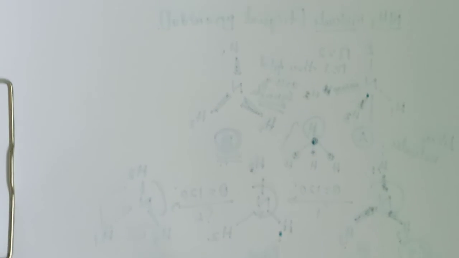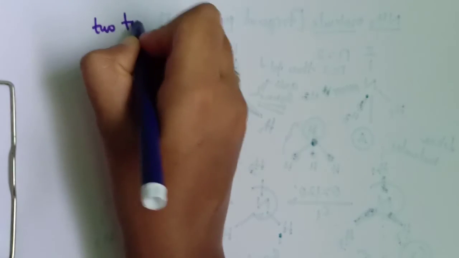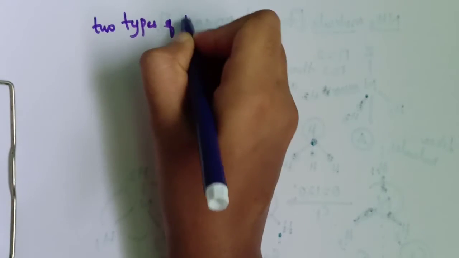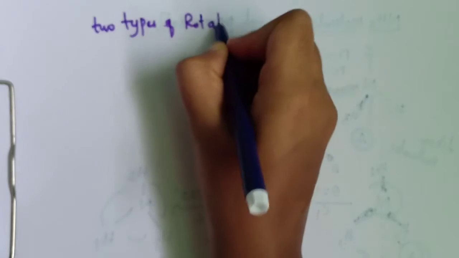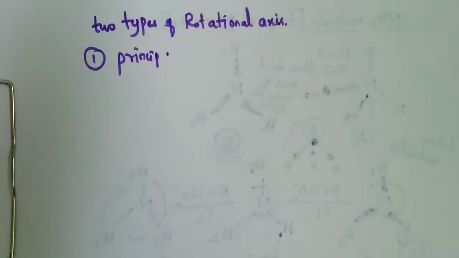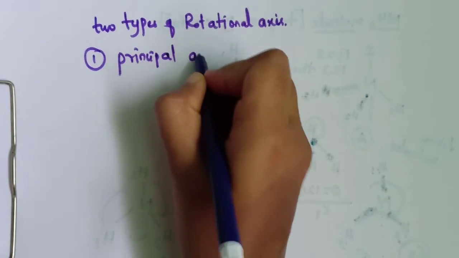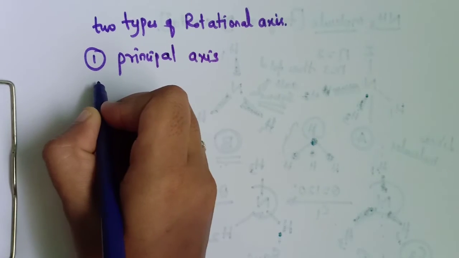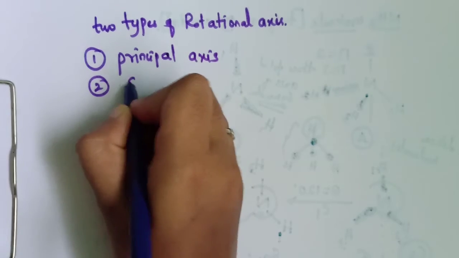Now there are two types of rotational axis: the principal rotational axis, or the simple one, and the secondary or subsidiary rotational axis. We can see that it is more interesting. The two types of rotational axis are the principal axis, and the second one is the secondary or subsidiary axis.